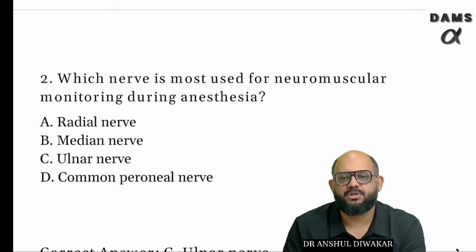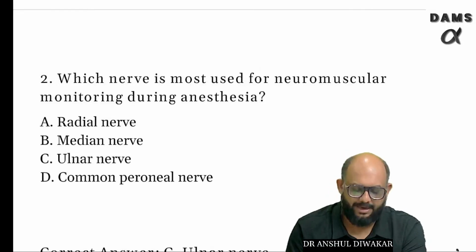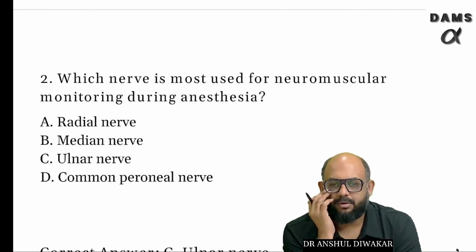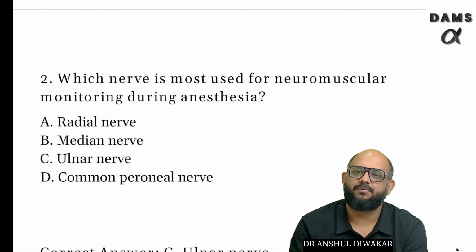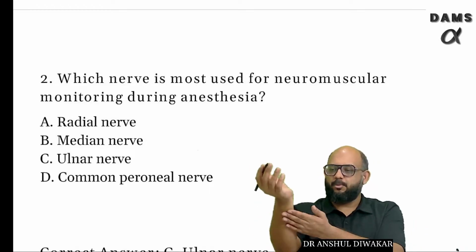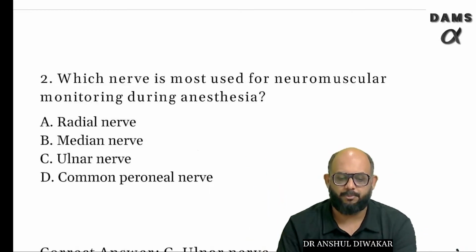Which nerve is most used for neuromuscular monitoring during anesthesia? One recall that I got was straightforward, where they asked directly the nerve. Another was where there was an image of neuromuscular monitoring with the ulnar nerve and adductor pollicis muscle.